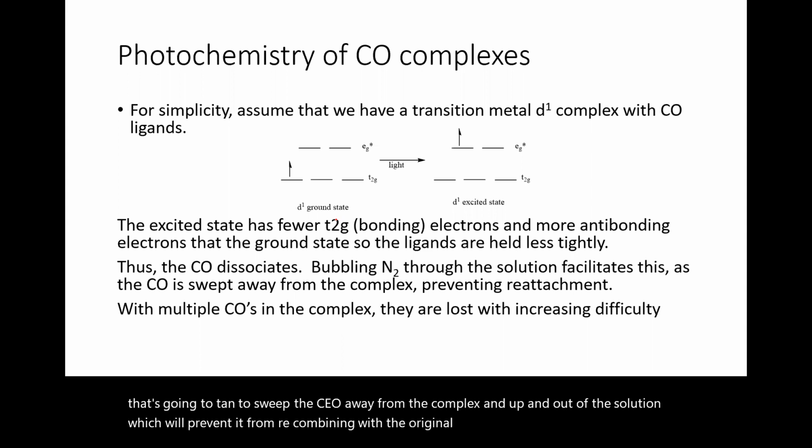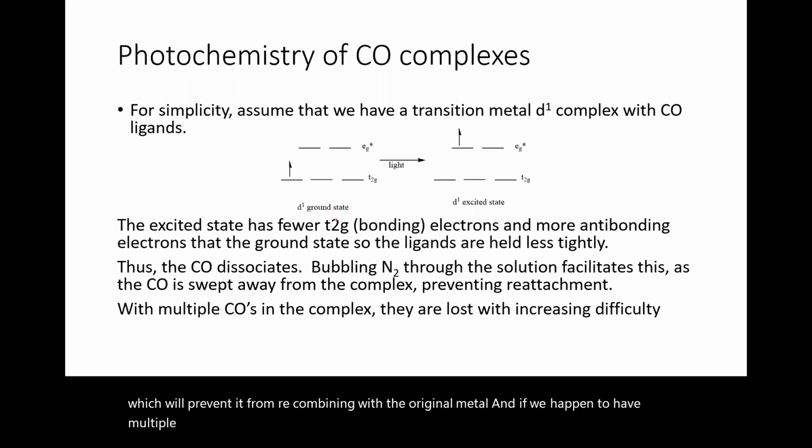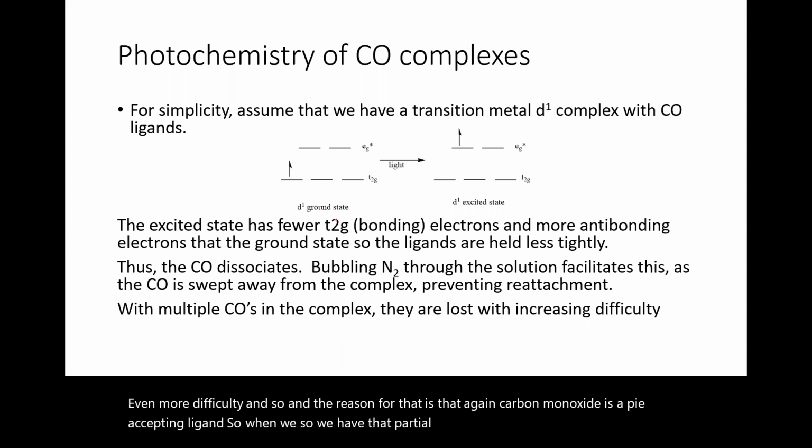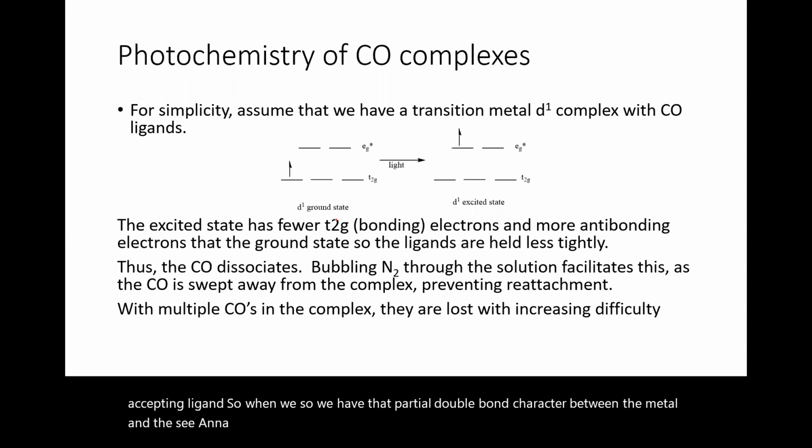And if we happen to have multiple carbon monoxides in the complex, the first one is lost relatively easily, the second one with a bit more difficulty, the third with even more difficulty, and so on. And the reason for that is that, again, carbon monoxide is a pi accepting ligand. So when we have that partial double bond character between the metal and the C, and as we start to lose carbon monoxides, the back bonding actually increases, so the COs are held more tightly.